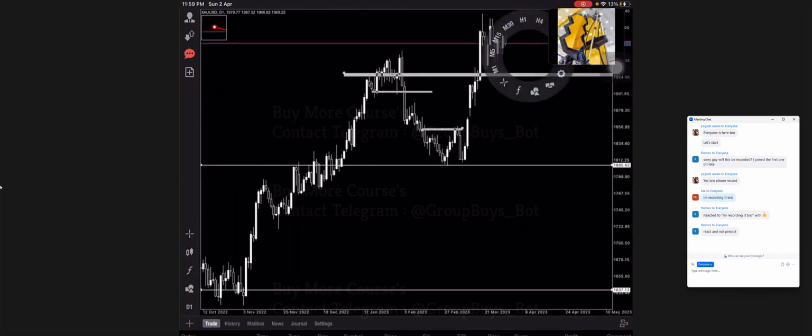Daily level. But look at the daily on the first approach on the weekly. There's a rejection, the pin bar candle.